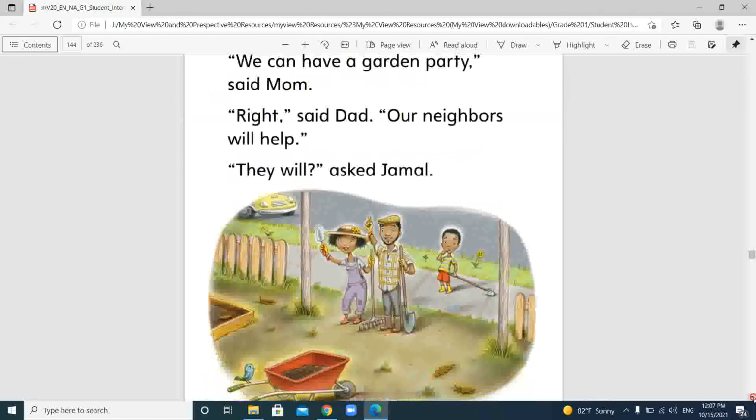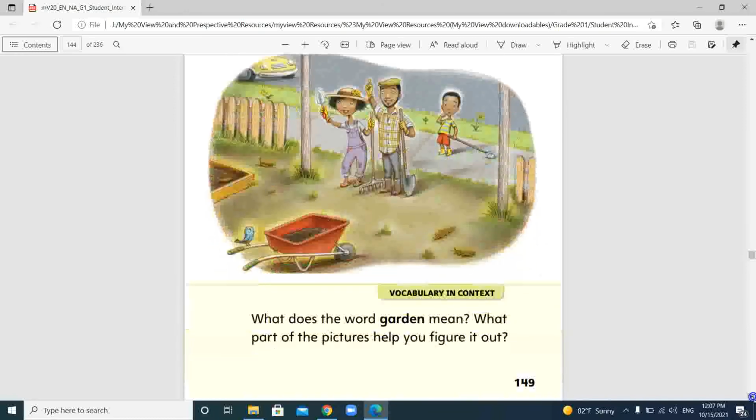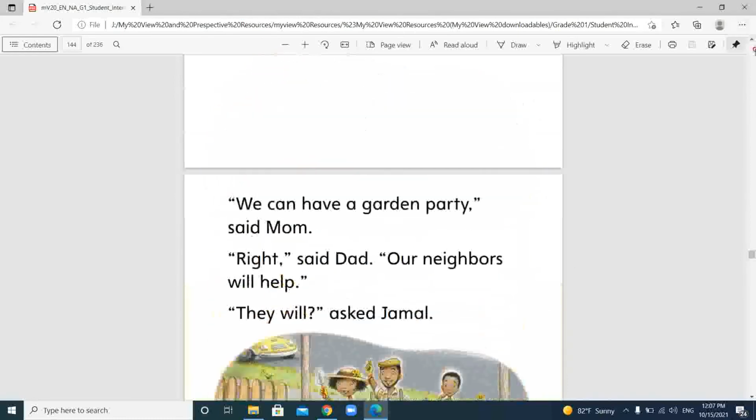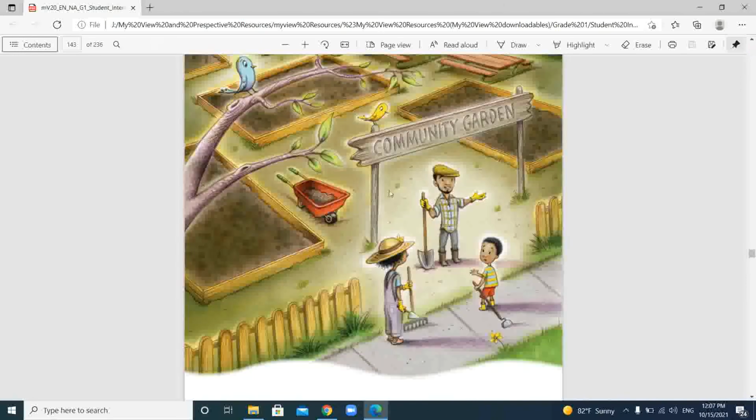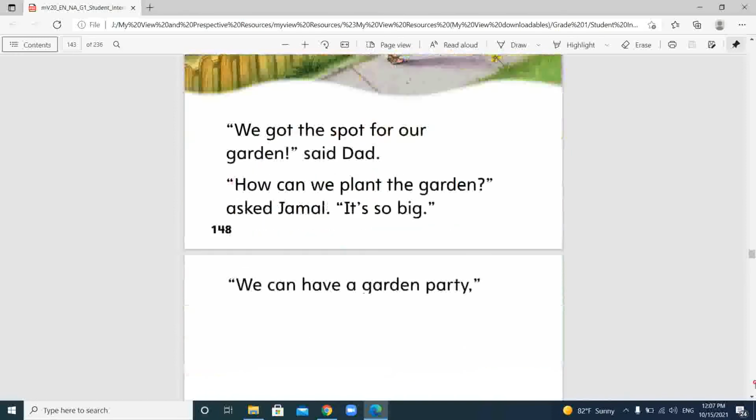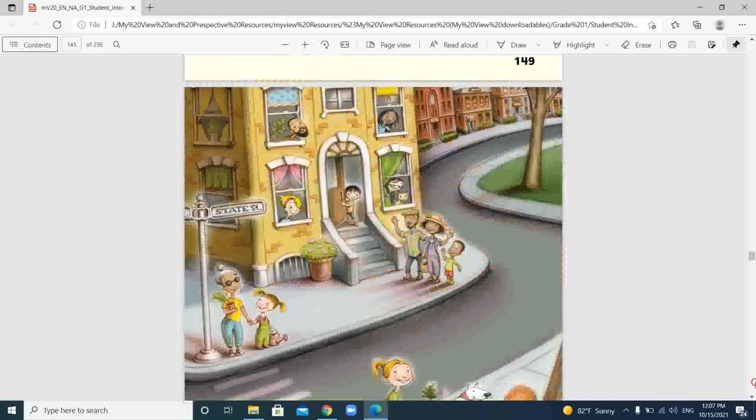Okay, and Jamal said they will. Are you sure they will help us? Okay, it says, what does the word neighbor mean? I hope you know. You can also look at the picture and think of what a garden is. You can see that there's a big piece of land or an area here, and they have soil, so you can have an idea what a garden is.